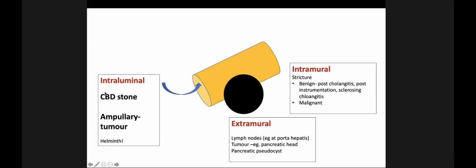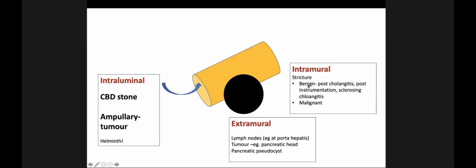So the common things are the CBD stone. Helminth, you might have learned in parasitology, but it's not very common. Things like ascariasis can migrate into the biliary system. Then when it comes to intramural, you can have a stricture. So basically there's some fibrosis occurring in the tubular wall. Strictures anywhere can be either benign or malignant.